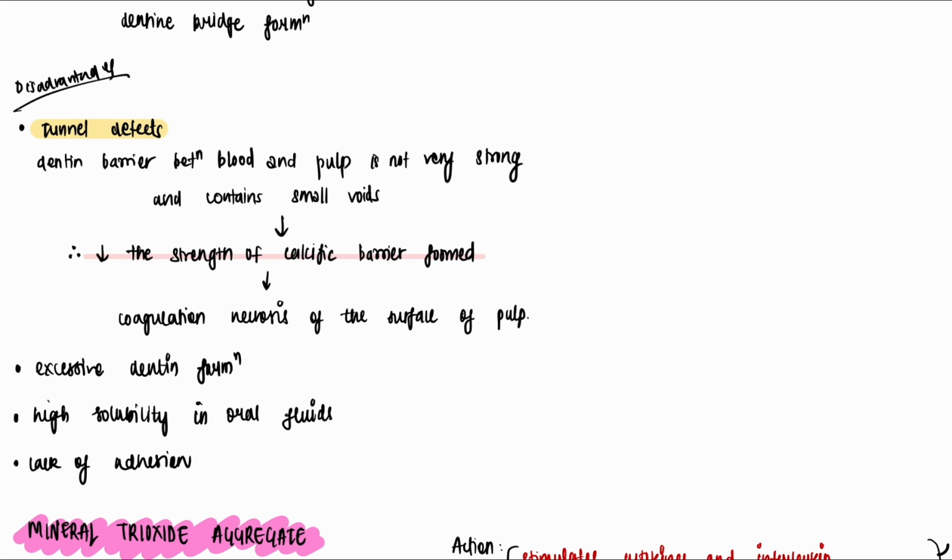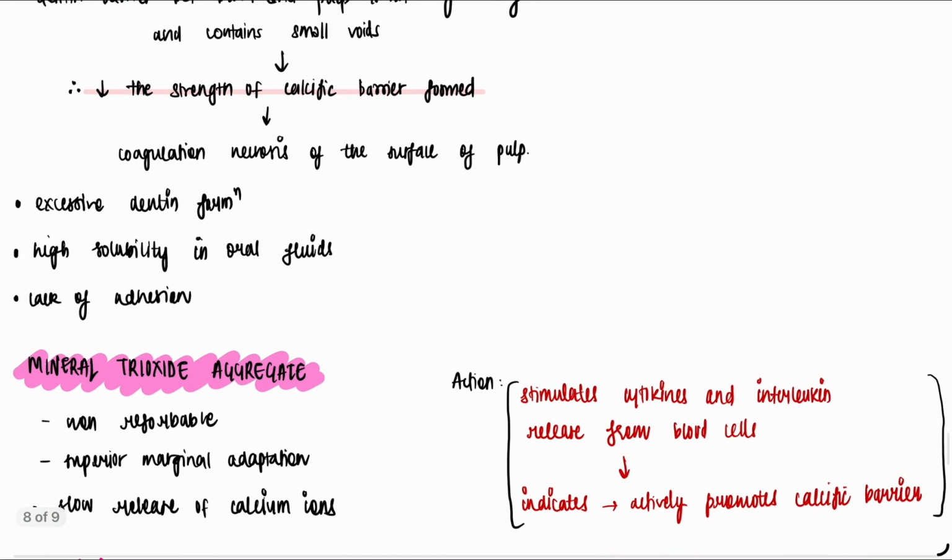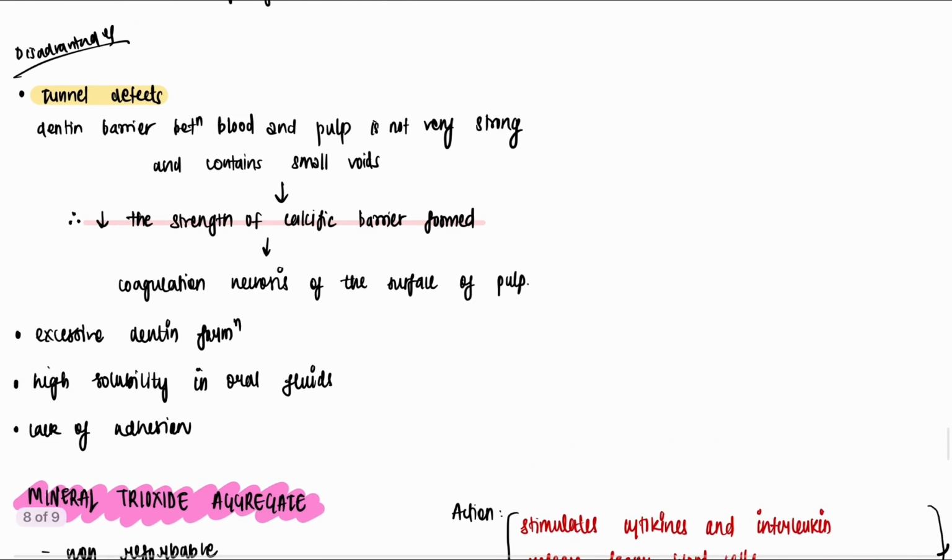The dentine bridge between the blood and the pulp is not very strong and it contains small voids. Therefore, it decreases the strength of the calcific barrier formed. Therefore, coagulation necrosis of the surface of the pulp can occur. Second is excessive dentine formation, high solubility in oral fluids, and lack of adhesion. These are the disadvantages of calcium hydroxide.